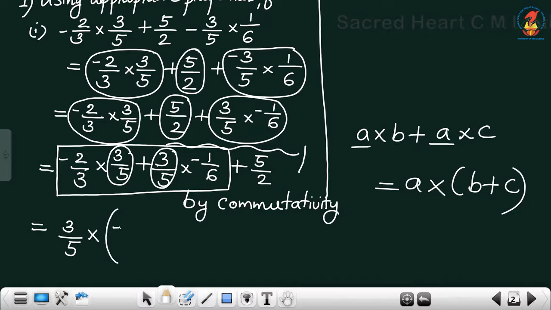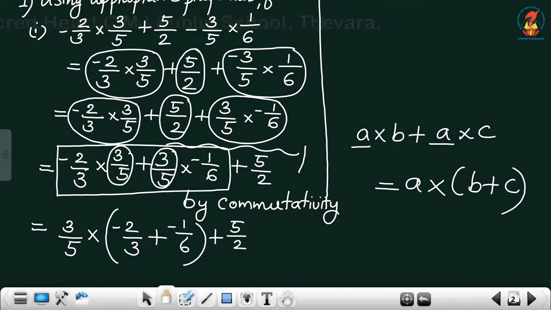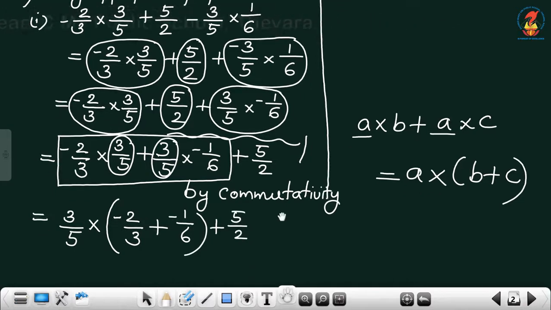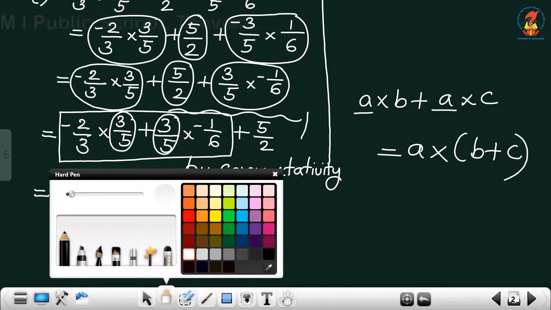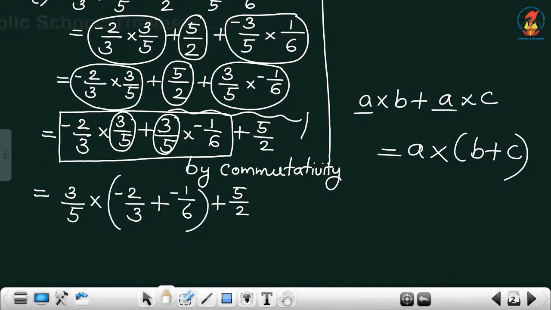what is remaining here? Negative 2 by 3 plus, when you take 3 by 5 outside, what is remaining here? Negative 1 by 6, plus 5 by 2. Then, using which property? By distributivity.